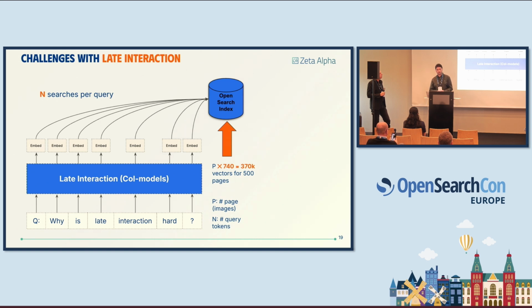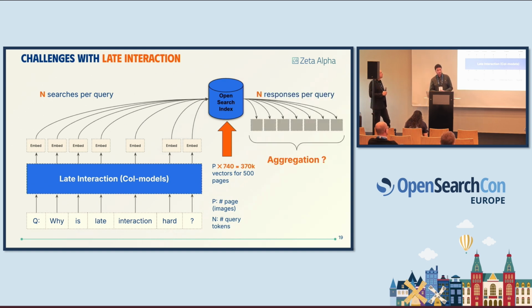Then you have another challenge. The documents are also multiple embeddings. So with the ColQwen models, I think it's around 740 embeddings per a single page document. So that basically multiplies the vectors in your index by 740. For an average of 500 documents for the data sets in ViDoRe, it turns out to be around 370,000 embeddings, which is quite a lot and slows down things massively. So then there's a third problem. Now you have n responses per query token, and how do you aggregate them?